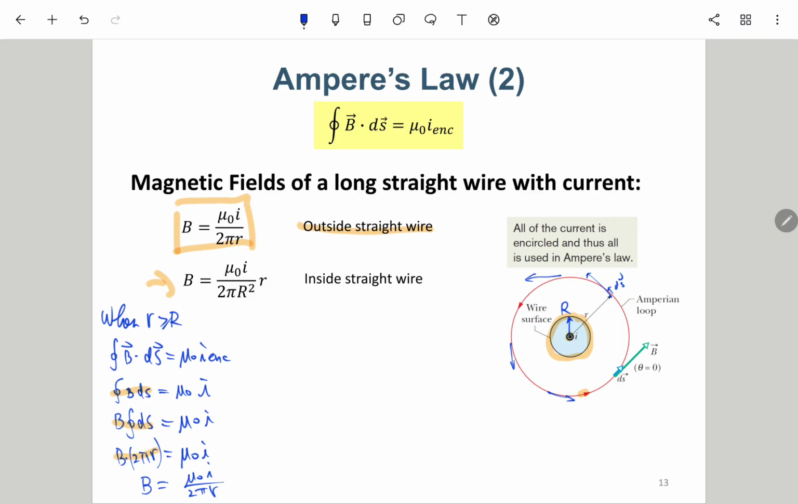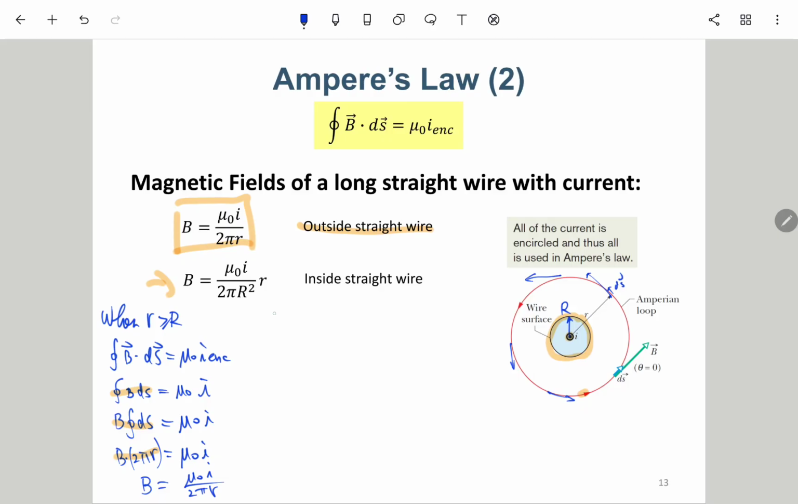This is what we got using the Biot-Savart law previously for a long straight wire, although in that case we assumed the wire is very thin without thickness. Here we have a thickness for this wire, but Ampere's law also tells us that the B field has the same form, B equals mu 0 I over 2 pi r, where r is the distance from the axis of the wire, the line of the current, to the point you are concerned with.